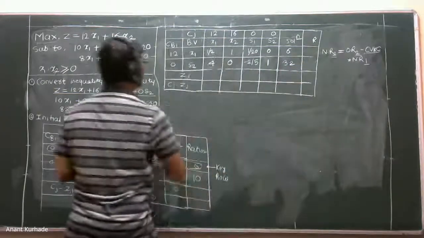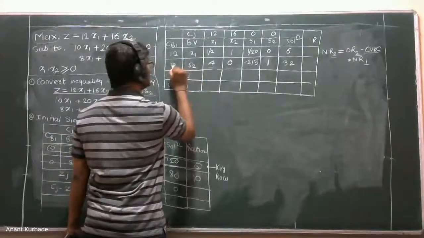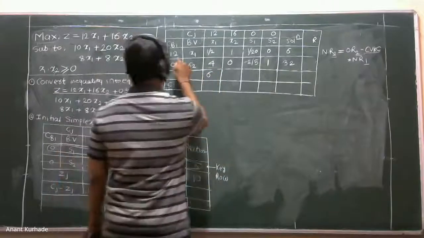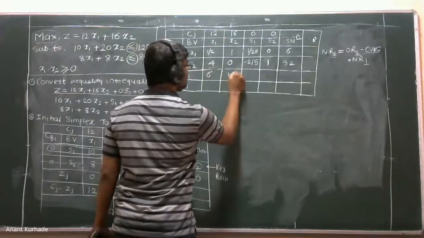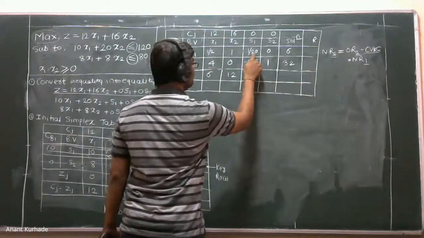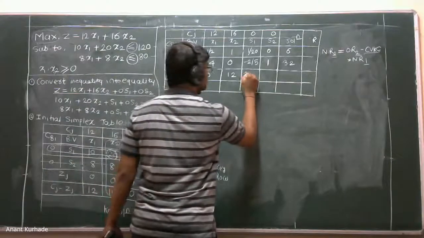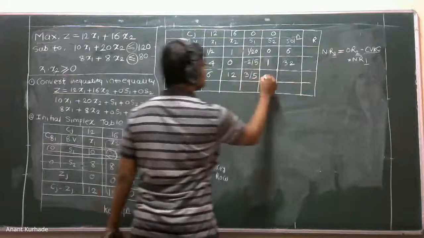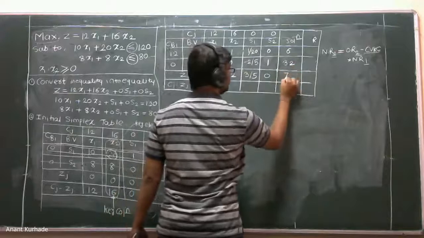Now simple. ZZ, what is ZZ? 12 into 1 upon 2 plus 0 into 4, it is 6. Correct? Next one: 12 into 1, 12, plus 0 into 0, it is 12. Next: 12 into 1 upon 20, 3 upon 5. Next: 12 into 0 plus 0 into 1, 0. Next: 12 into 6 plus 0 into 32, it is 72.